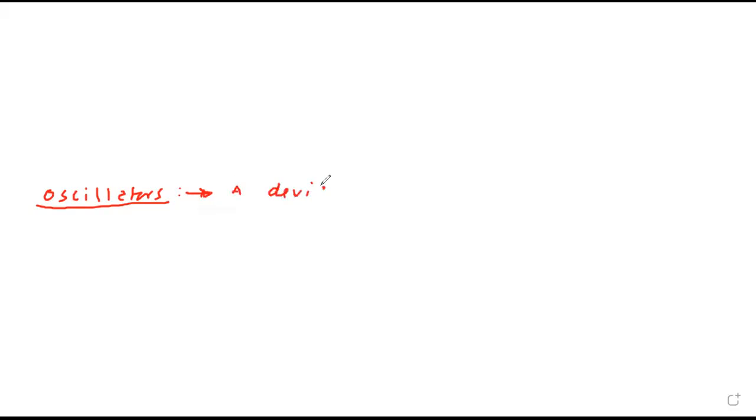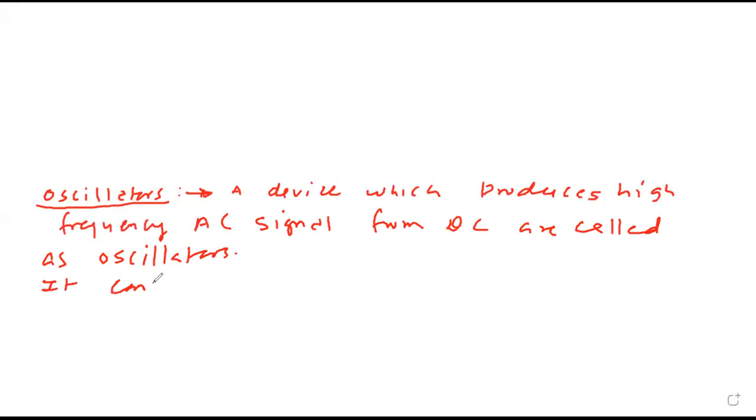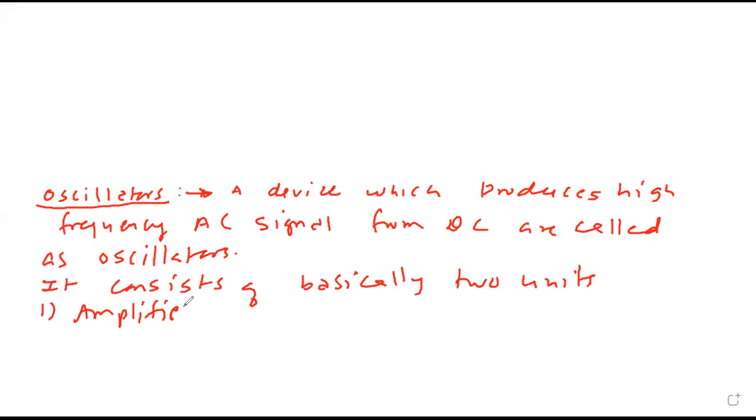So a device which produces high frequency AC signals from DC is called an oscillator. It consists of basically two units. First is called the amplifier that we have studied. Second is the feedback circuit.